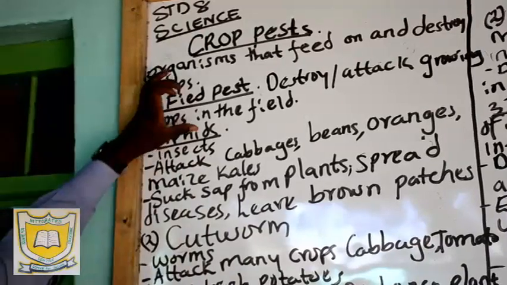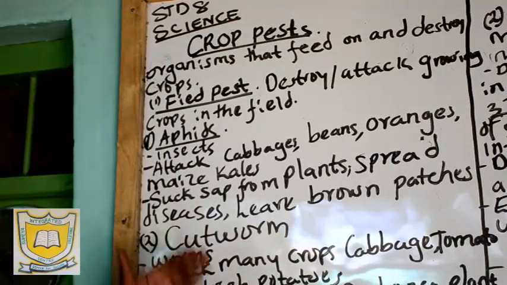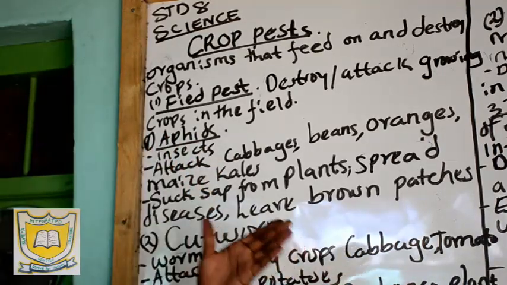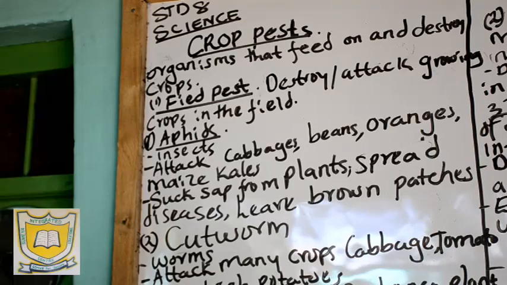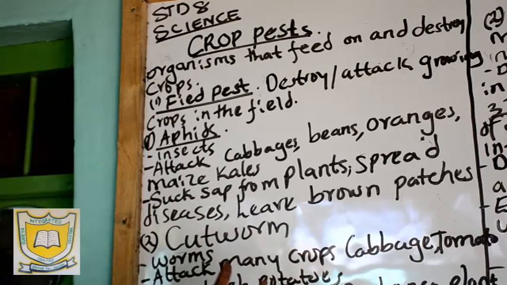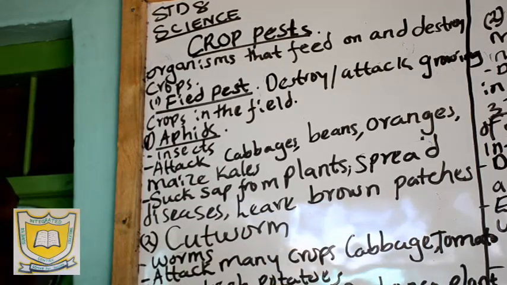We have two types of crop pests: the storage pest and the field pest. From the term field, it means it attacks or destroys plants in the field before you harvest, or it may even attack the crop before it grows. A storage pest affects the crop after it has matured, or after it has been harvested and stored in the stores.